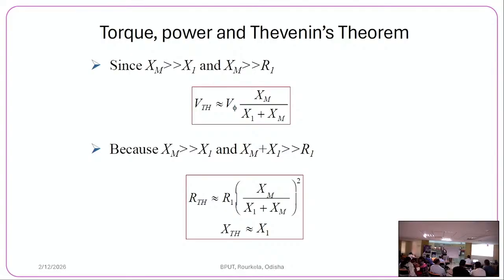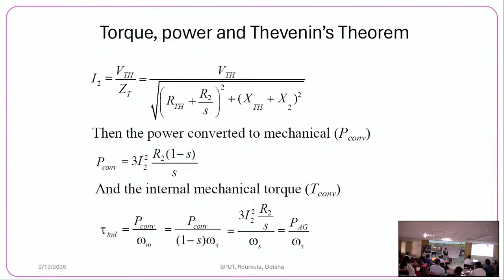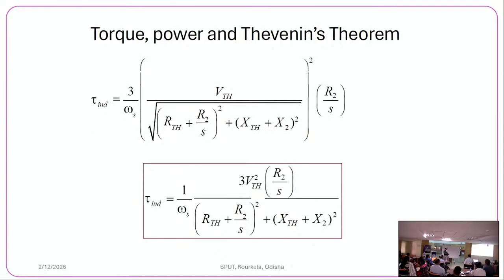stator leakage reactance X1. So this way you do some simplification to get Thevenin's impedance, voltage and current, voltage and resistance. So this way you can get torque and power. Torque is I2 squared, with I2 being V Thevenin by the total impedance, and so you get power, the internal mechanical power. So these are our Thevenin's equivalent circuit based analysis.